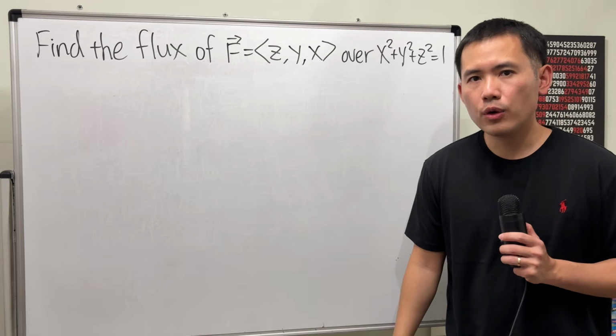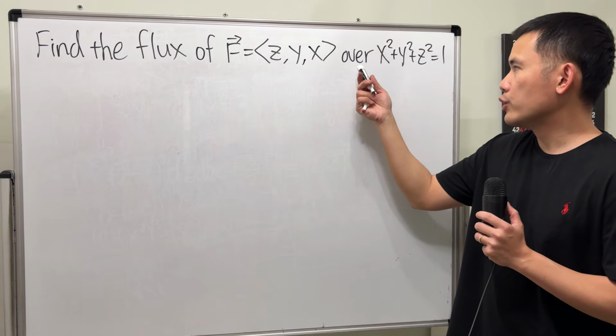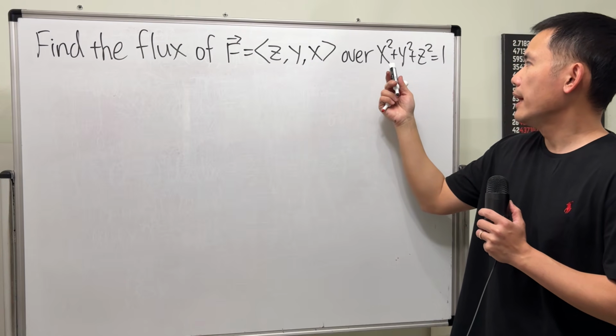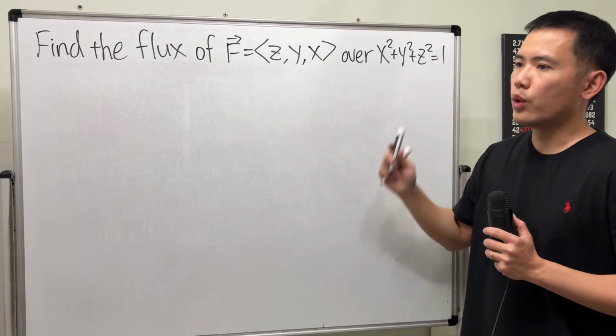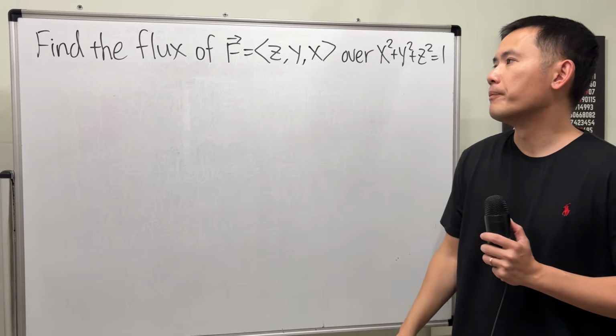Here's a quick example on how to find the flux of a vector field. And here we are doing it over the unit ball x squared plus y squared plus z squared is equal to 1. And this is an example from the textbook by James Stewart.